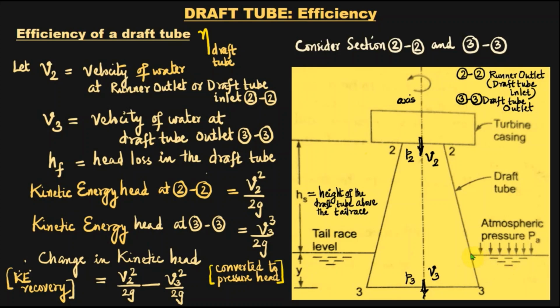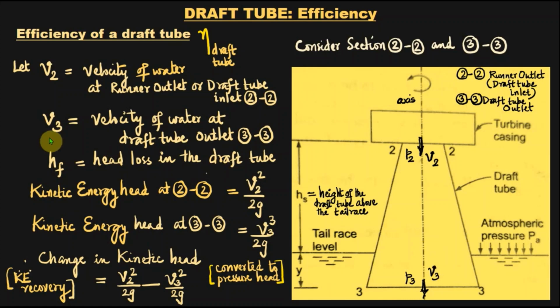And we know that at the tail race water surface the pressure prevailing is atmospheric pressure, represented by P suffix A. And let the pressure and velocity at the exit of the turbine runner or the inlet of the draft tube, that is section 2, be P2 and V2. Pressure is P2 and velocity is V2. And at the outlet of the draft tube, section 3, let the pressure and velocity be P3 and V3 respectively.